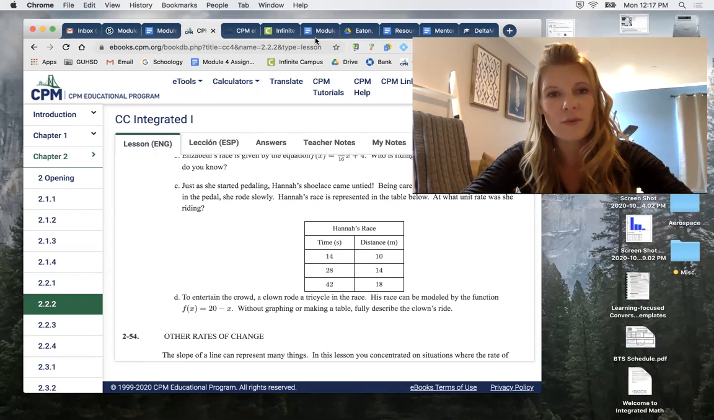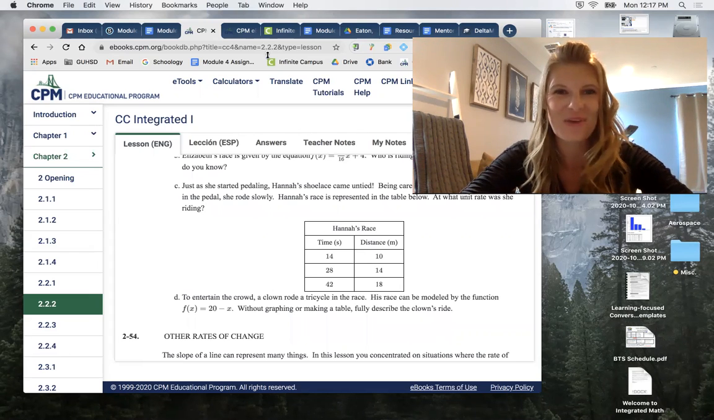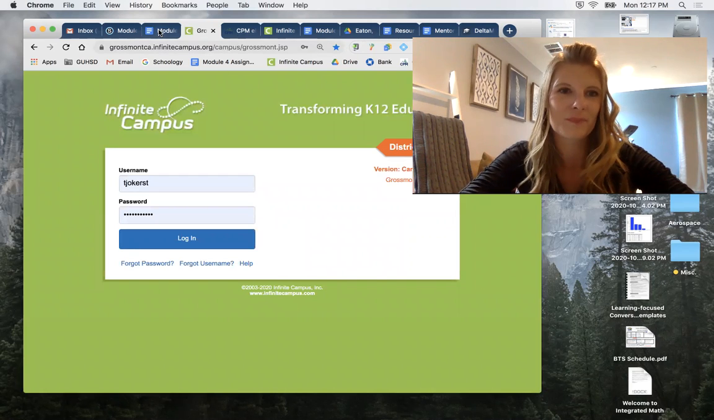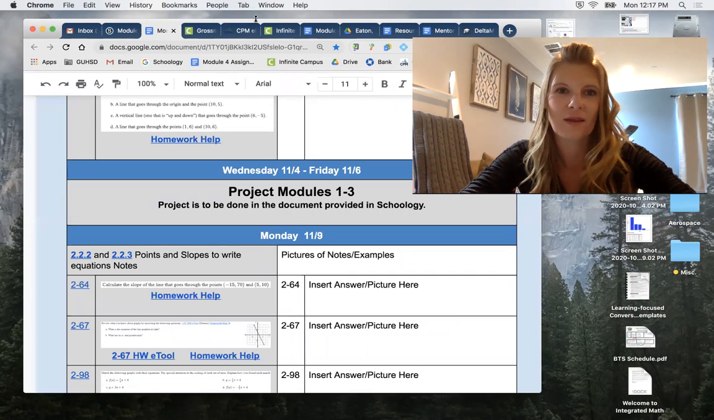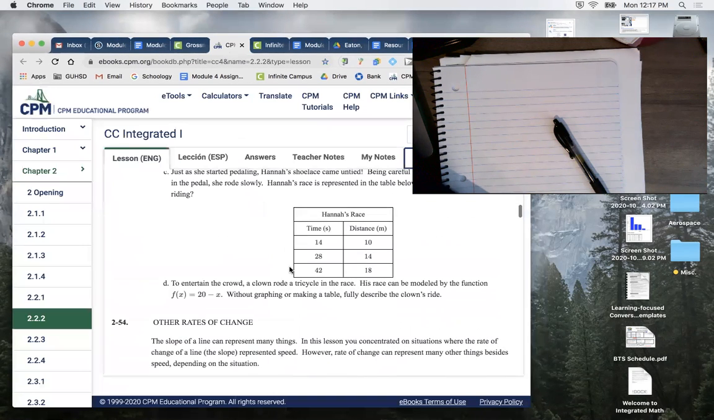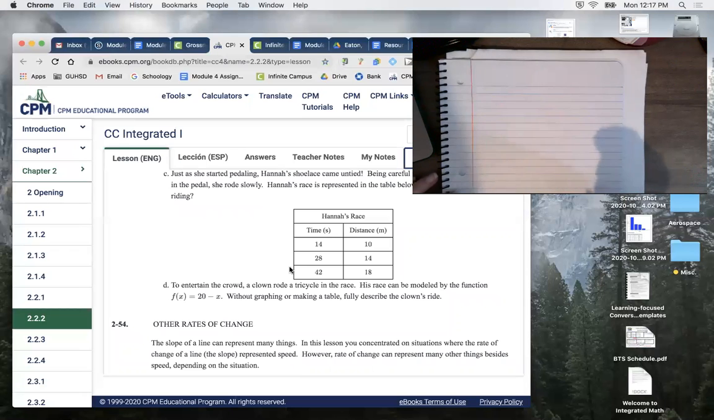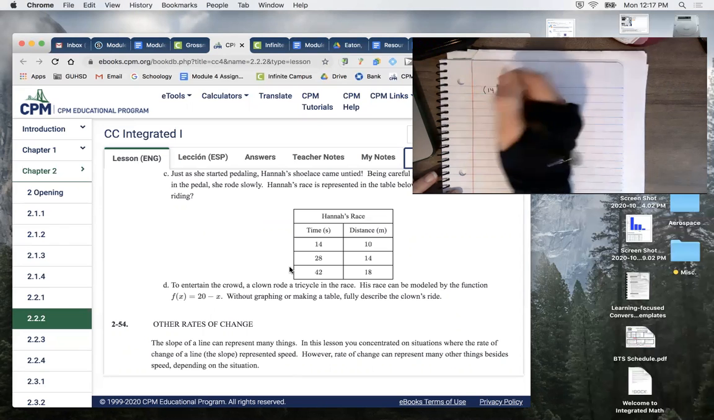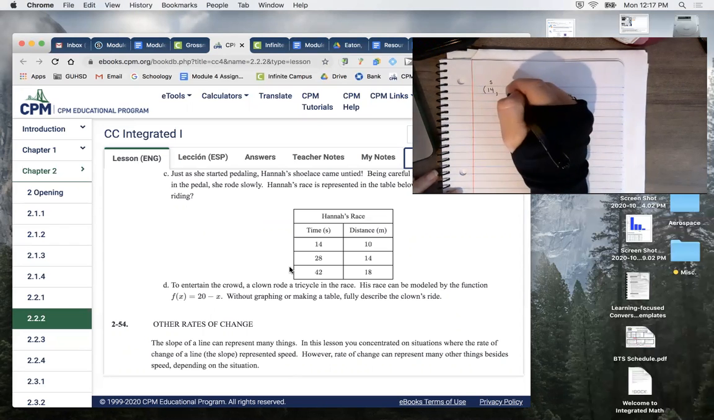So I'm going to switch over right now to my piece of paper so that you guys can see my work and how I would do this. Okay, so switch over here first, and then I'll go back to the CPM example. So we have Hannah's race there. So I would use the points (14, 10). So 14 is how long she's traveled. 14 seconds, she's gone 10 meters.